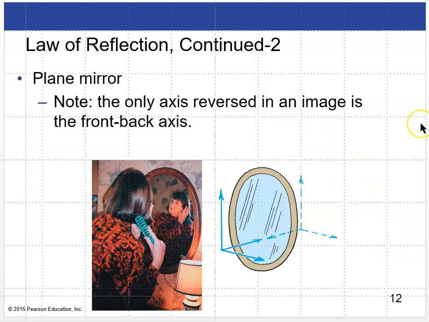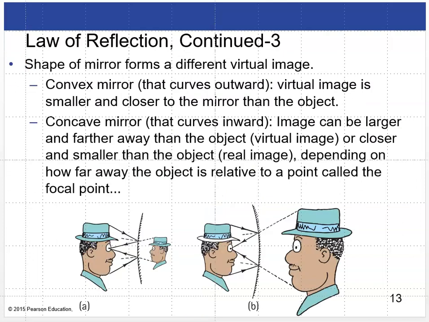Now, a plane mirror is a flat mirror. Now, notice, if you look at this, we always think everything's backwards in a mirror. In reality, the only thing that is reversed is front to back. Now, you don't have to have a flat mirror. You can have one that's curved. And the easiest thing to look at for a curved mirror is a shiny spoon.